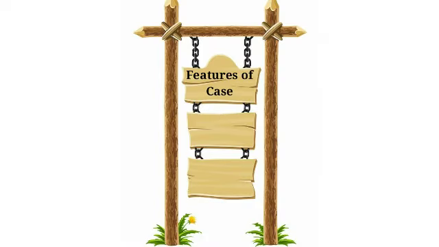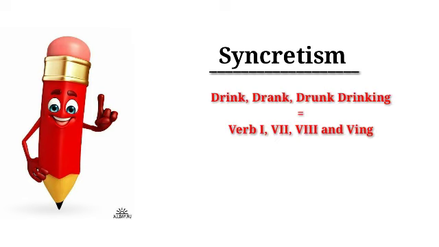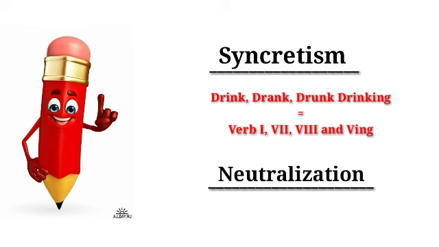Next, feature of case. There are syncretism and naturalization. The first is syncretism. Syncretism is the same formal expression for distinct categories that form a natural class. For example, drink, drank, drunk, and drinking mean verb 1, verb 2, verb 3, and verb ing. And the second is naturalization. Naturalization is when the feature used is the natural one.